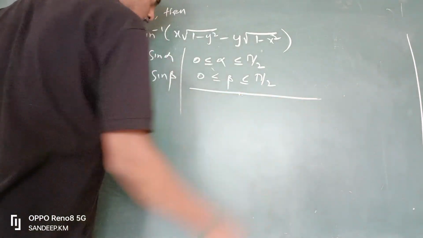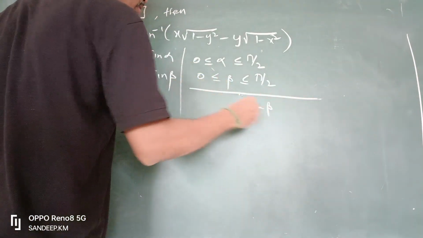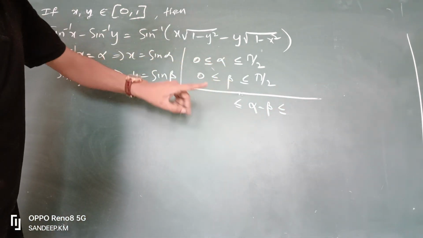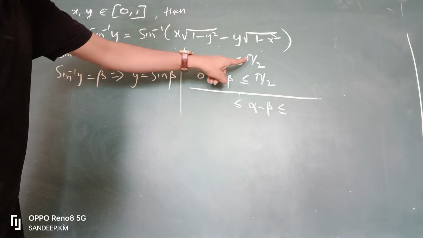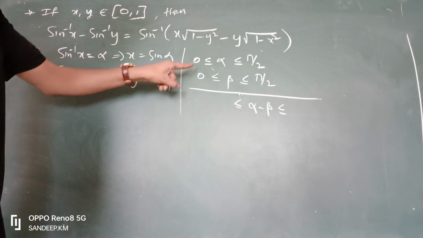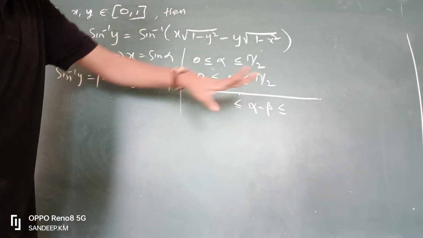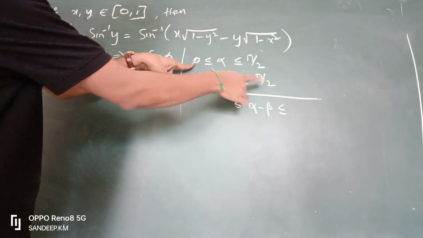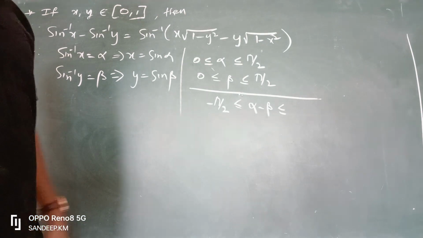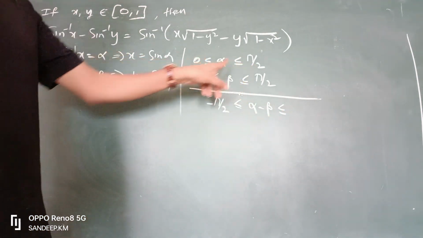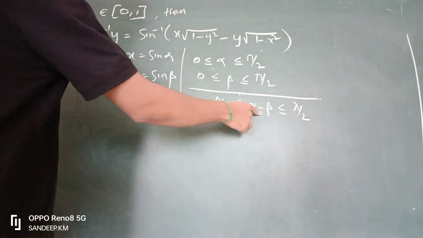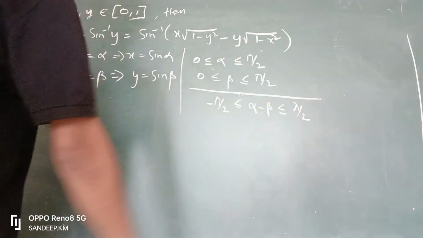So here also, let me find alpha minus beta. Under inequalities, while we are adding, I will add 0 plus 0 here, and 90 plus 90 here. But when I am subtracting, I should take minimum minus maximum. Here minimum minus here maximum, that means 0 minus 90 will come here. And here the maximum minus minimum, that means 90 minus 0. So therefore, alpha minus beta is between minus 90 and plus 90.